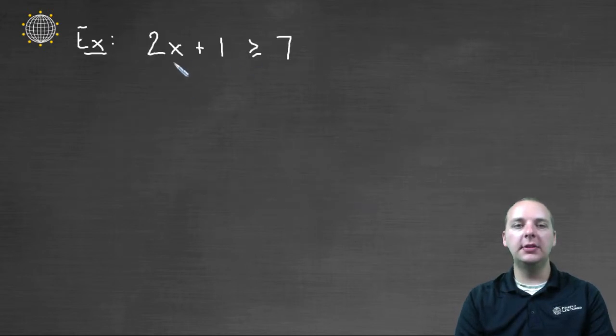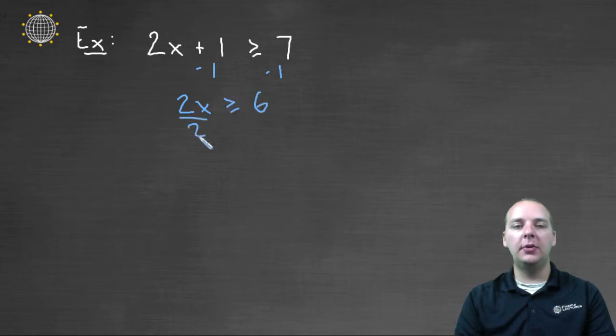Okay, so let's try a few examples here. So here's our first example. We have 2x plus 1 is greater than or equal to 7. So I'm going to treat this like an equal sign and just make sure we never divide or multiply by a negative. So I'll subtract 1 from both sides. So we'll get 2x is greater than or equal to 6.